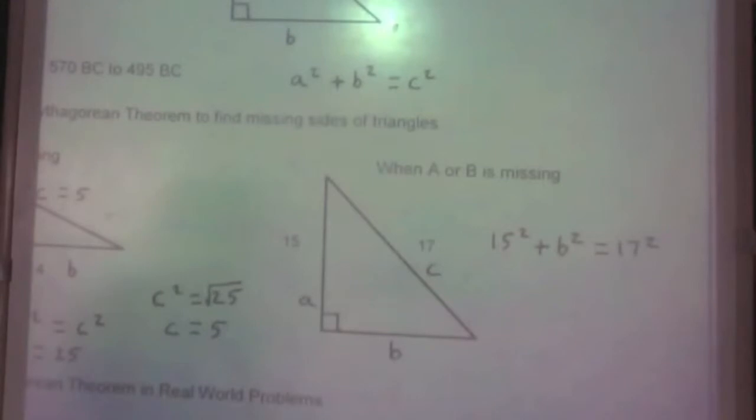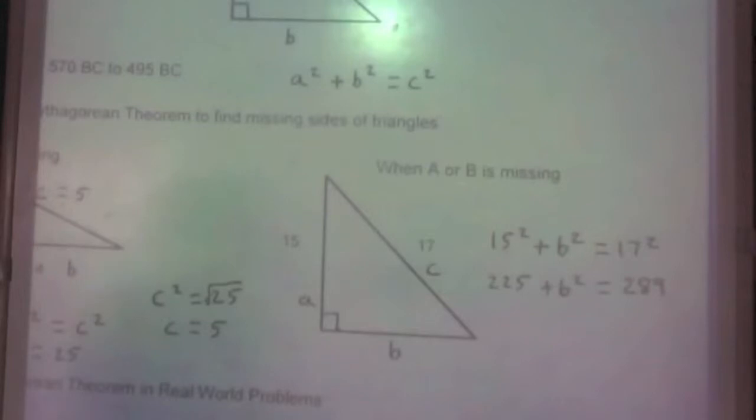Now let's start doing some math. We're going to take 15 to the power of 2. That's going to give me 225 plus b to the power of 2 equals 17 to the power of 2. Okay, that gives us 289. All right, we're down to this step.